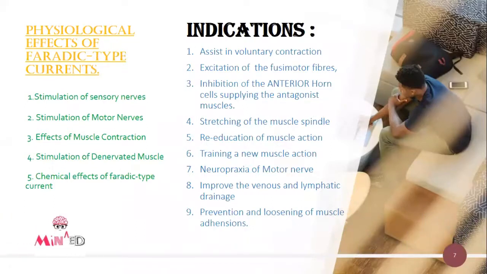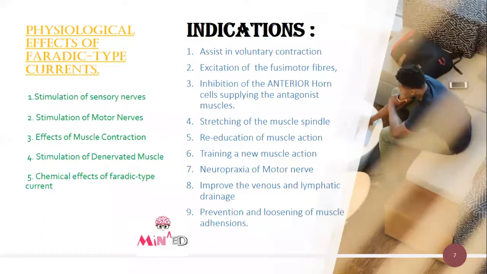Eighth is improving the venous and lymphatic drainage. If we use the Faraday type of current, it will increase the blood circulation in the veins and lymph nodes, which will drain the waste products in the lymph nodes and veins, and will increase the oxygen supply of the venous system.